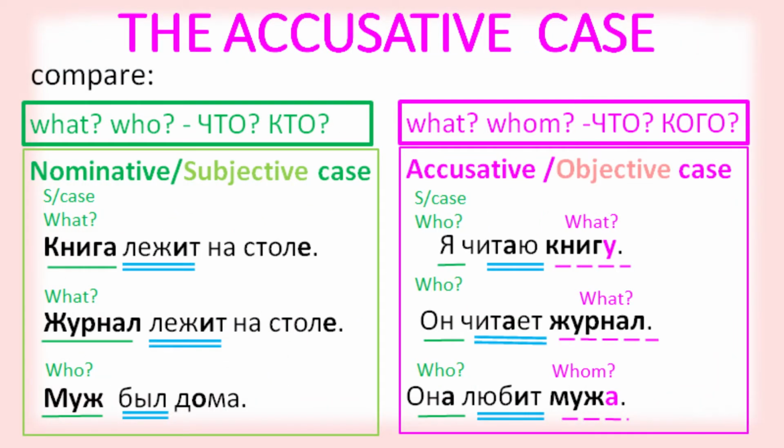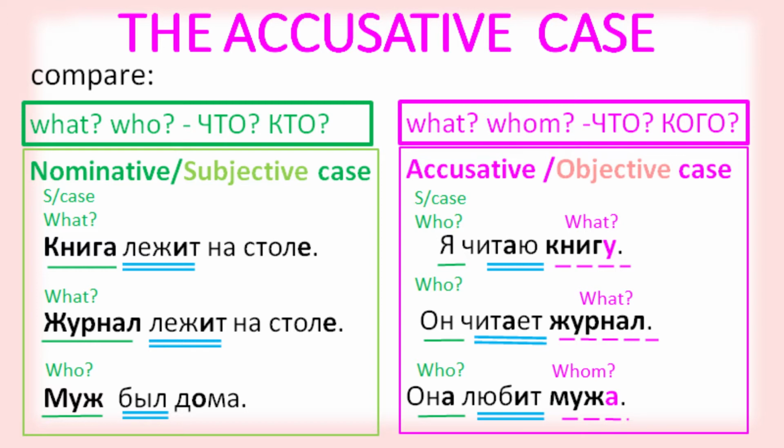Compare the nominative subjective case with the accusative objective case. The book is lying on the table. Книга лежит на столе. Kniga is in the nominative subjective case and is the subject of the sentence. I am reading a book. Я читаю книгу. Here, я is the subject and knigu is the object.